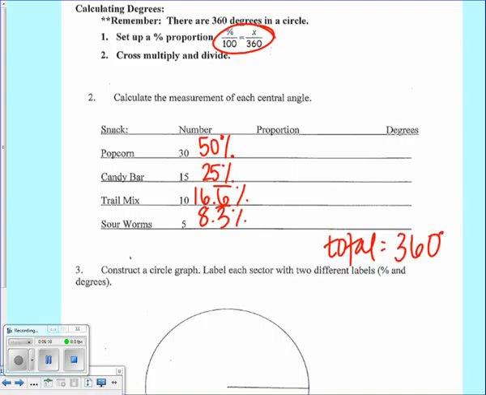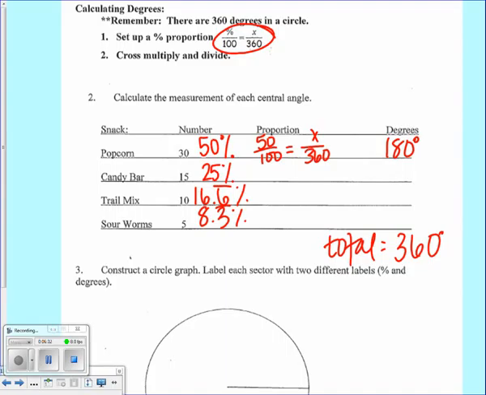Okay, so our first proportion, we're going to do 50 over 100 equals x over 360. What is half of 360? 180. So our degrees here is 180. Now, I'm going to show you a way that you don't have to do proportions for the rest of these, because our numbers just work.